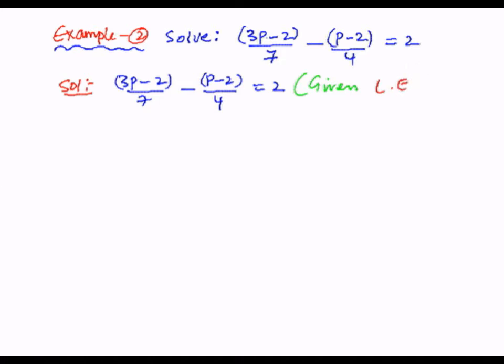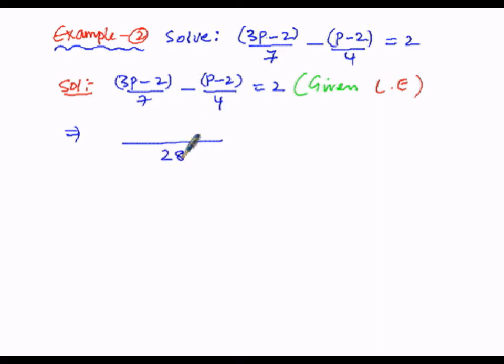So in order to solve this, we have to take the LCM because these two are fractions, (3p minus 2) divided by 7 minus (p minus 2) divided by 4. These two are fractions with denominators 7 and 4. 7 is an odd and 4 is an even number. So here the LCM will be odd into even, that is 7 times 4, which is 28.